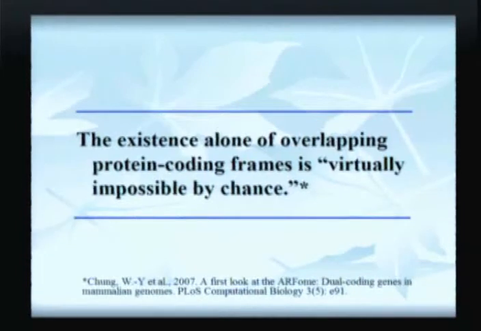I got this paper from Rick Sternberg, and I saw him use this quote, and I had to have that quote. It says, "The existence alone of overlapping protein coding frames is, quote, virtually impossible by chance." I wanted to get the paper because I wanted to see what they do with that statement. This statement is the title of a section in the paper. And nowhere in that section do they try to explain what they meant. They use it as a title, and they never talk about it again.